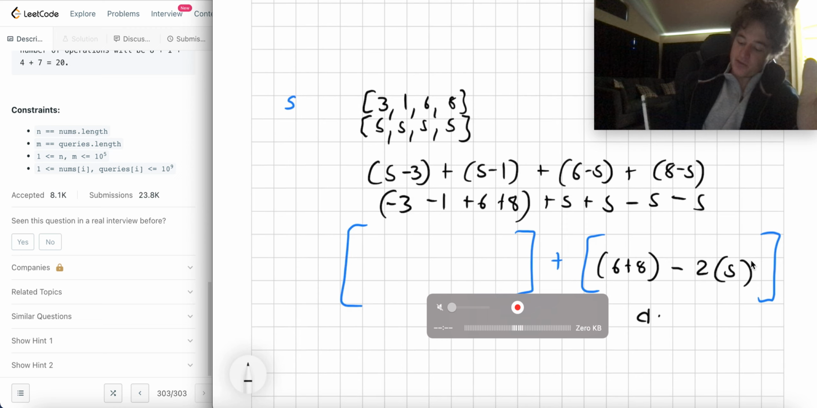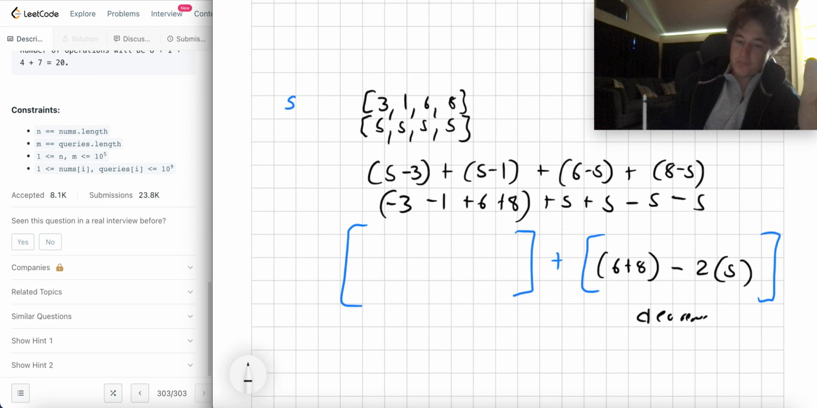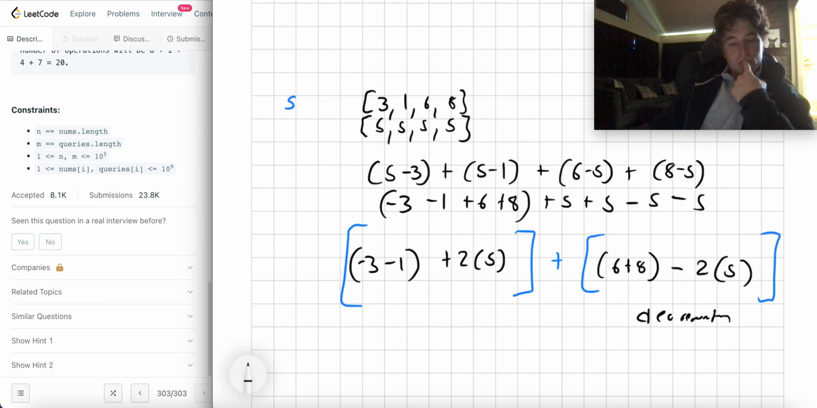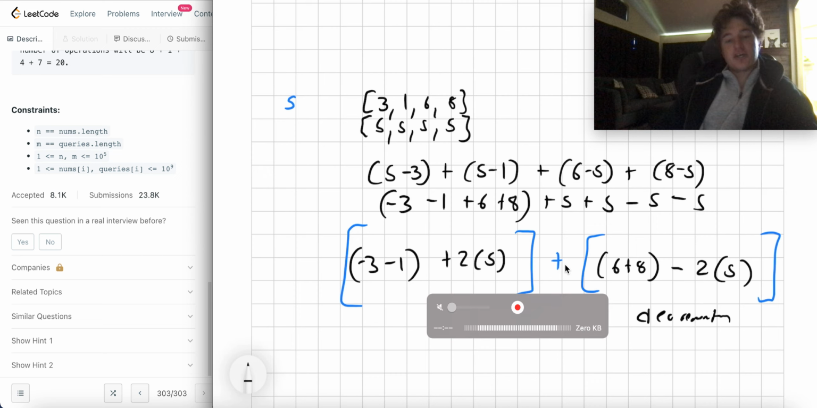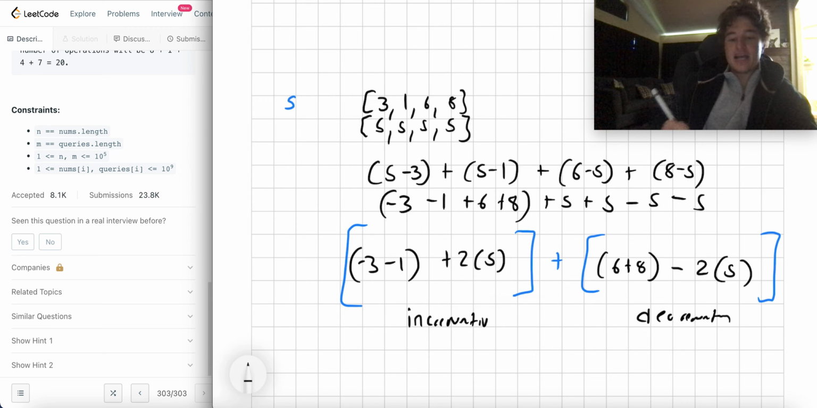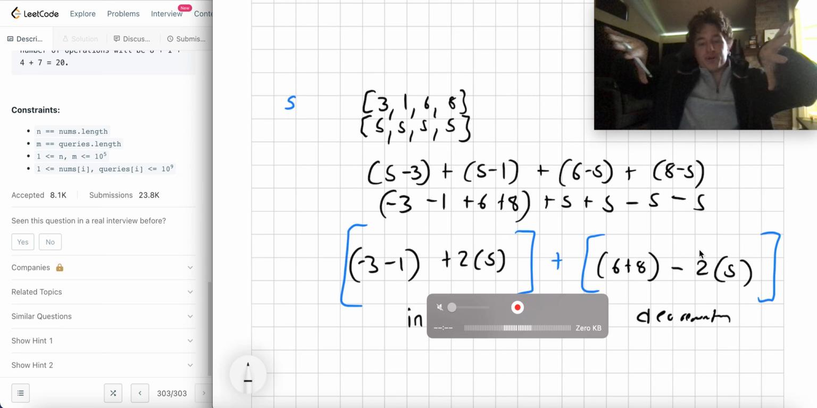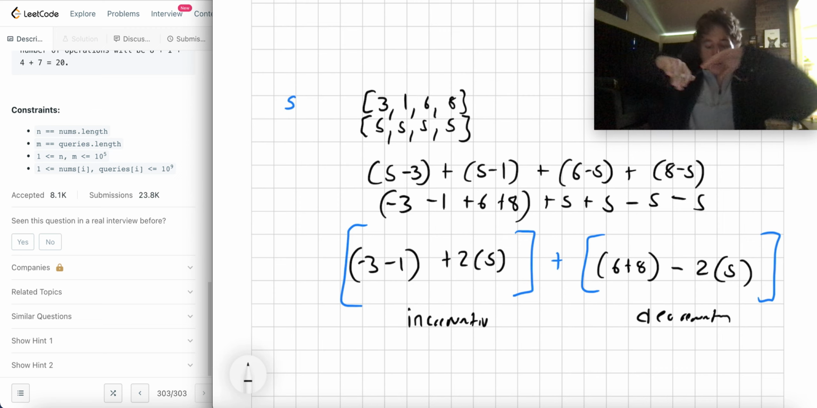So this is for decrementing over here. But then you also have the incrementing parts, right? You have plus 2 times 5 over here and then minus 3 minus 1 over here, because for some terms you're incrementing, so you have to find the incrementing difference. And for some terms you're decrementing, so you have to find the decrementing difference. So there's two separate solutions depending on how you want to look at this.